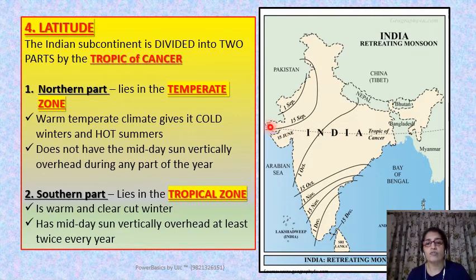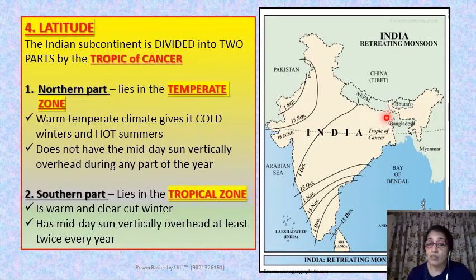Here is the Tropic of Cancer. Okay. The Indian subcontinent is divided into two parts by the Tropic of Cancer. The one above it is the temperate zone till here, and the one below it is the tropics till the equator. Now the northern part lies in the temperate zone. The one above the Tropic of Cancer, this is the temperate zone.